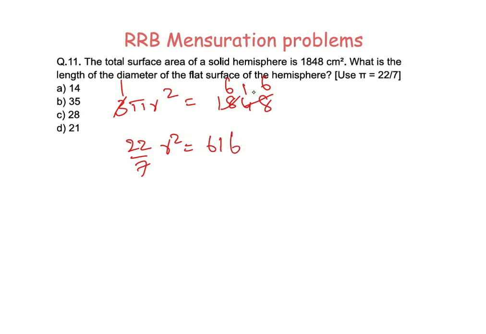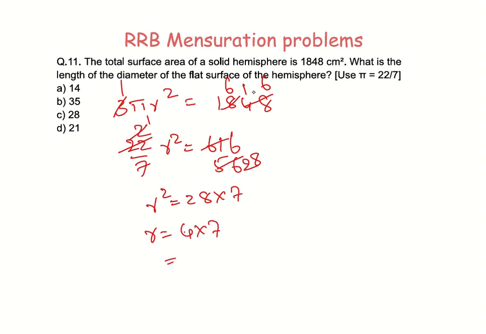Now do the cancellation. 11 twos are 22, 2 ones, 2 eights, 28. Now r square is equal to 28 into 7. Then r is equal to 2 into 7, so 2 sevens are 14 centimeters. Diameter D is equal to 2 times 14, that is 28 centimeters.